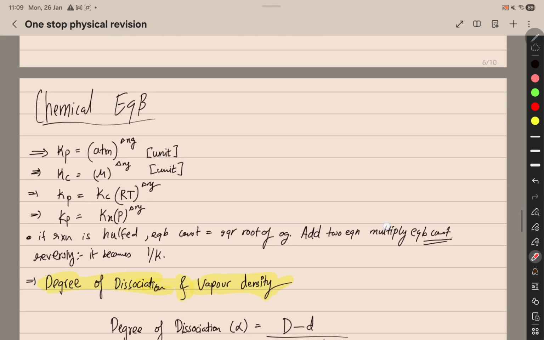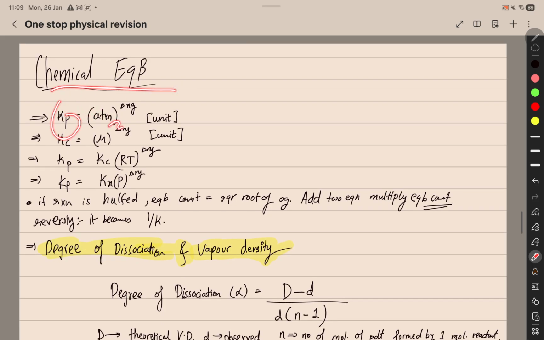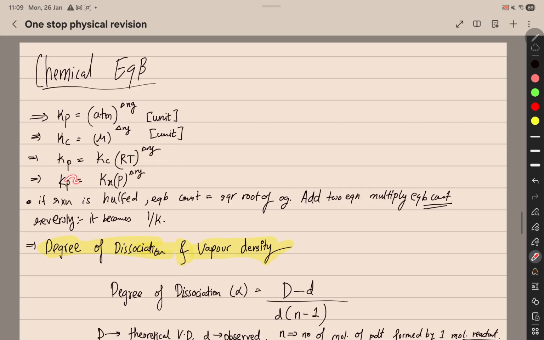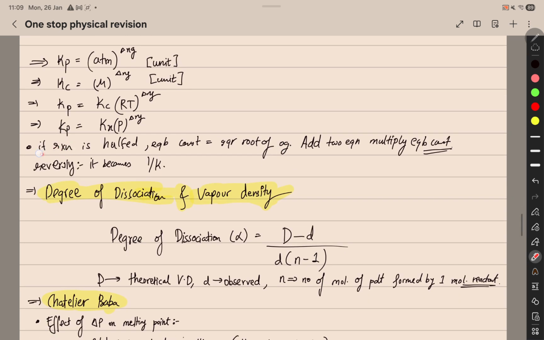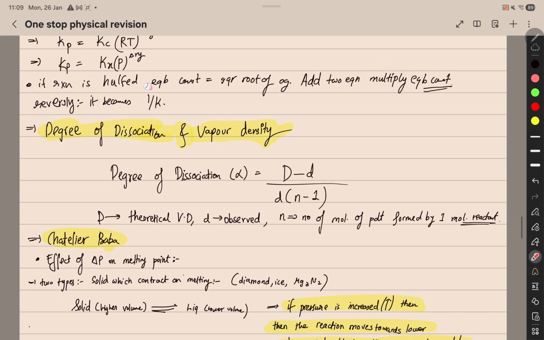All right, then you have chemical equilibrium. Kp is equal to atm power delta ng, Kc is equal to molarity power delta ng, Kp is equal to Kc into RT power delta ng, Kp is equal to Kx into P power delta ng. If the reaction is halved, the equilibrium constant is equal to the square root of the original equilibrium constant. Add two equations, multiply the equilibrium constants. Reverse the equation, it becomes 1 by K.